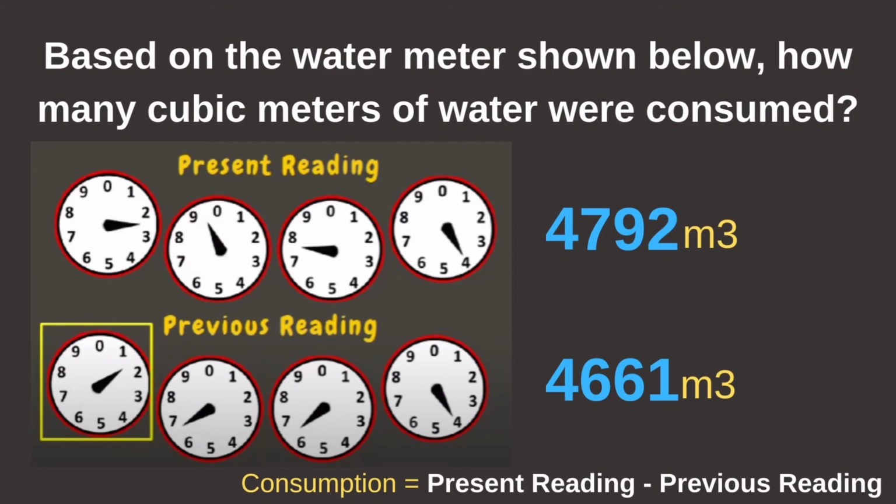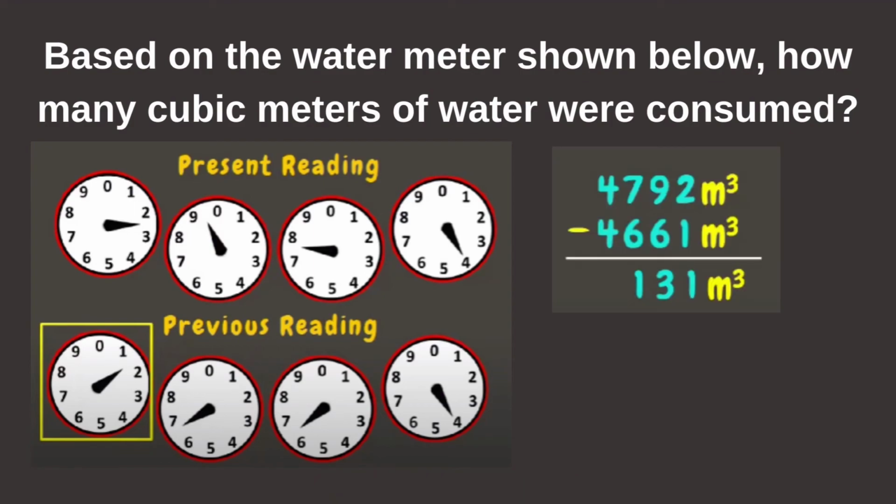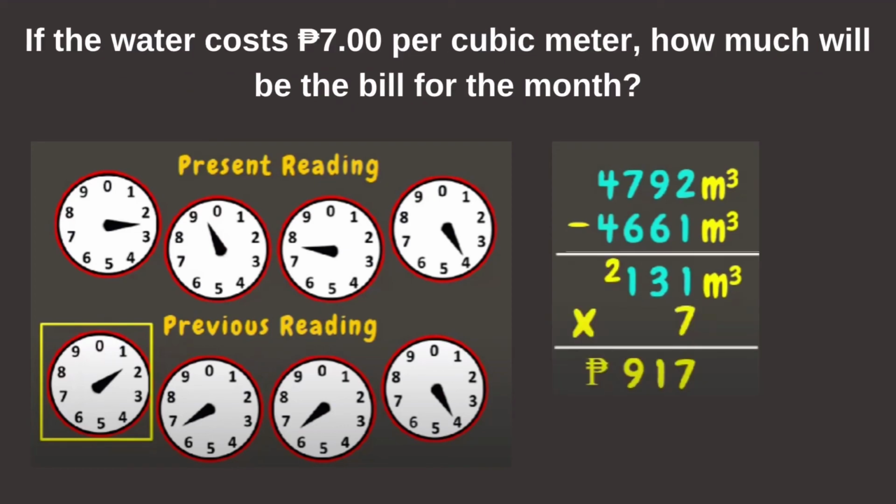Again, the question is how many cubic meters of water were consumed. To get the consumption, we will subtract. If the water costs 7 pesos per cubic meter, how much will the bill be for the month?